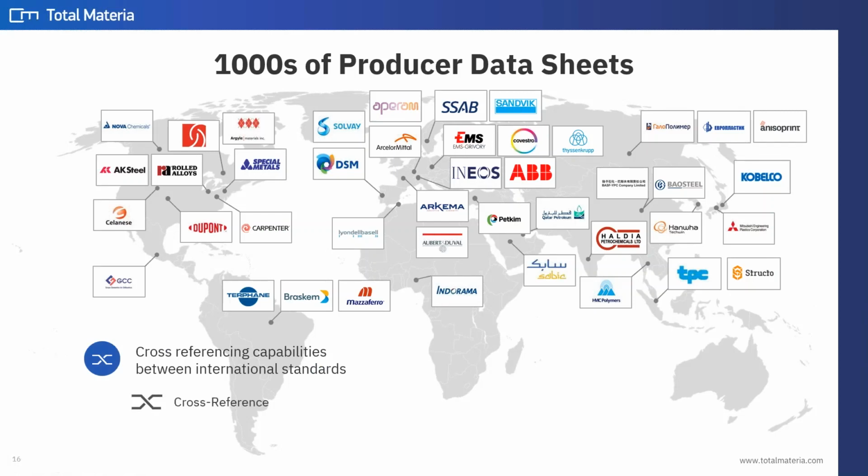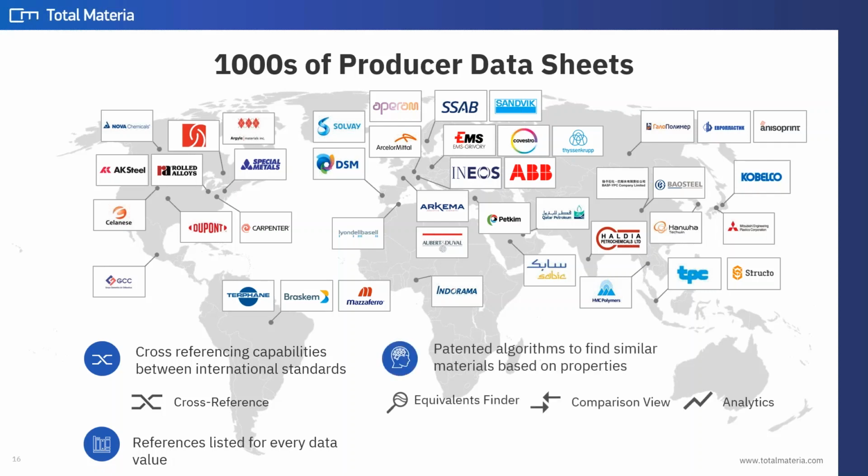You could cross-reference between those different international standards as well as producer data sheets to quickly find an equivalent in a different country, as most companies are becoming more global every day. You have a reference listed for every data value. You're never going to wonder where we got this information from, because for every single data point, we always add in a reference. We also have patented algorithms to find similar materials based on properties.